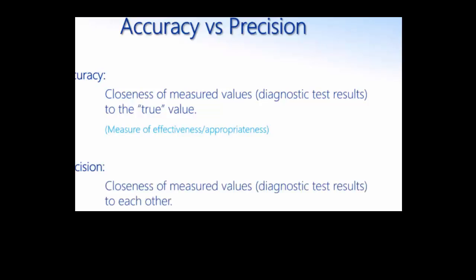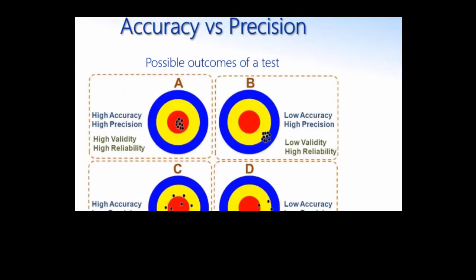Precision is the closeness of the measured values, diagnostic test results in this case, to each other. So we can say that precision is more a measurement of a technical specification, or it is influenced by the technical specification involved in the process of the diagnostic test. Let's see, more practically, what this means and what can be the possible outcomes of the test.